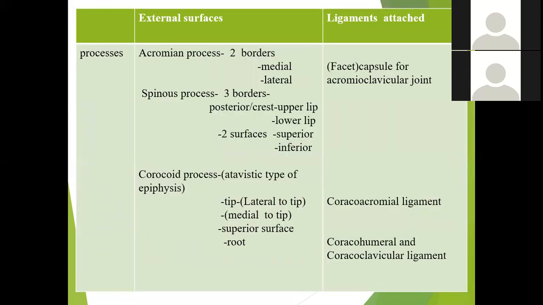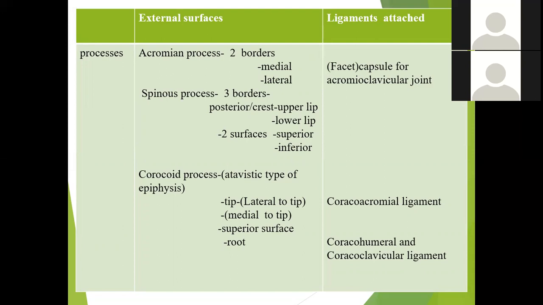So here the medial part of the acromion process has a facet, and this facet gives attachment for a joint capsule. So for what? For a joint. It makes a joint there. What is the name of the joint? Acromioclavicular joint, because the acromion process will articulate with the nearby bone, that is the clavicle, to form a joint called the acromioclavicular joint. So this capsule is attached in the medial part of the acromion process.